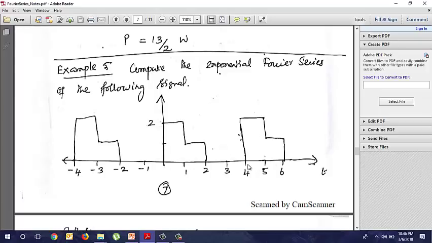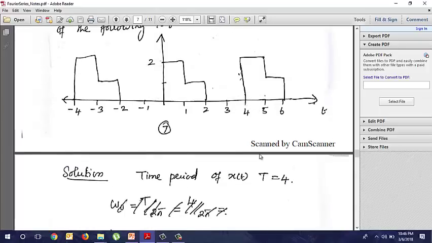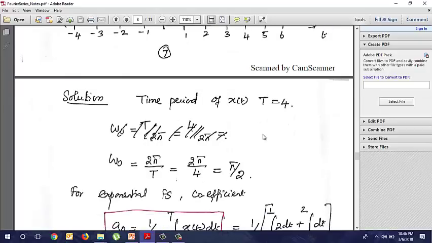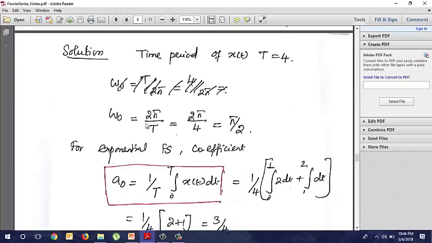You have to be careful in finding your period. It is not from here to here; the period is till here. You have some values here, and here you don't have values, but it repeats at 4. So the period T is equal to 4, and omega naught will be 2 pi by T, so 2 pi by 4, which is pi by 2.